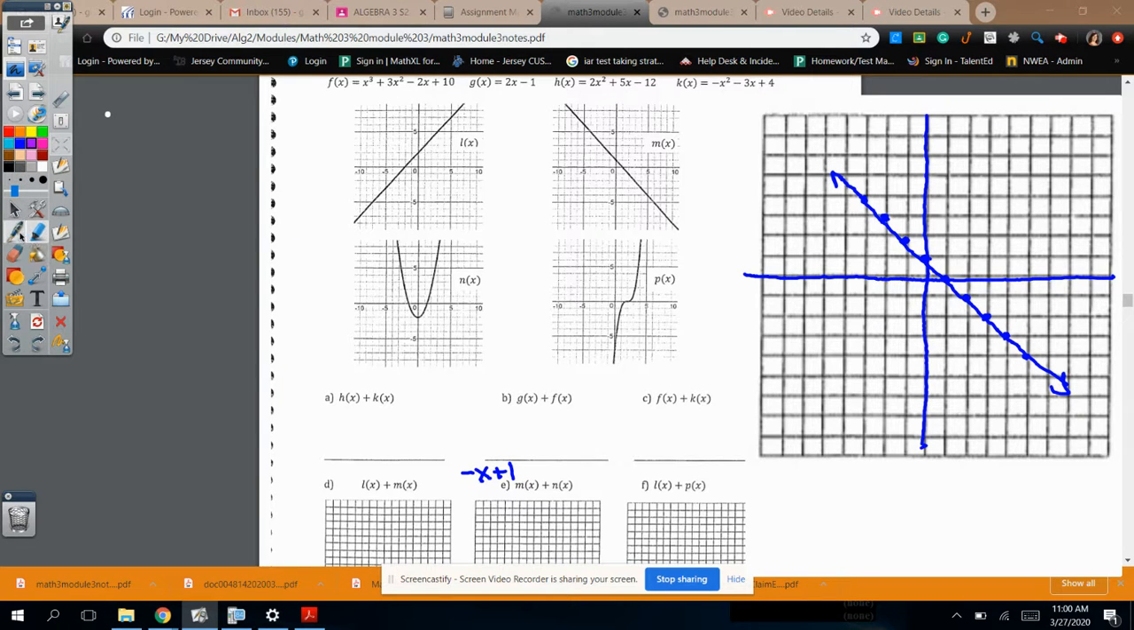And then I've got to graph this other guy. Pink. N of x, which is x squared minus 2. It's a regular parabola: over 1, up 1, over 2, up 4, over 3, up 9. Okay.